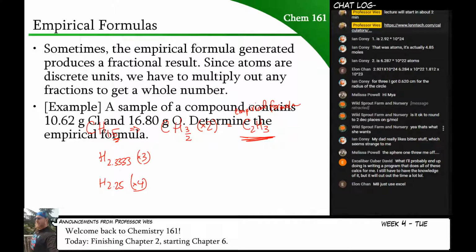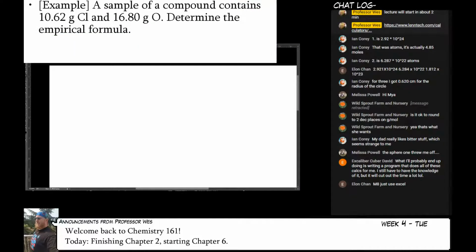All right, so let's do an example where you actually have to do this, because we're going to get a fraction. All right, I'm going to give you this compound. It has chlorine and oxygen in it. Let's find its empirical formula. Just setting up Photoshop again real quick. All right, so same process.